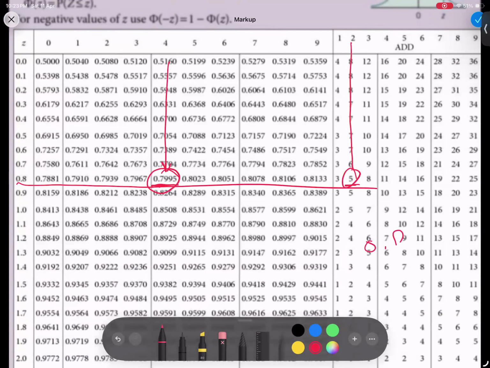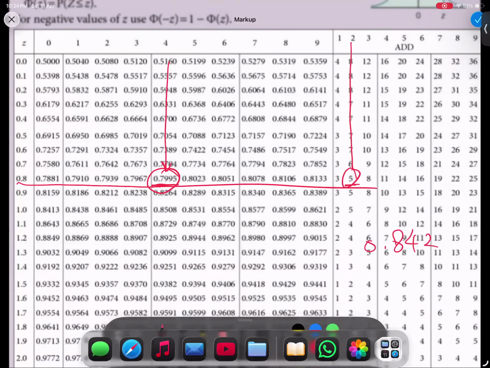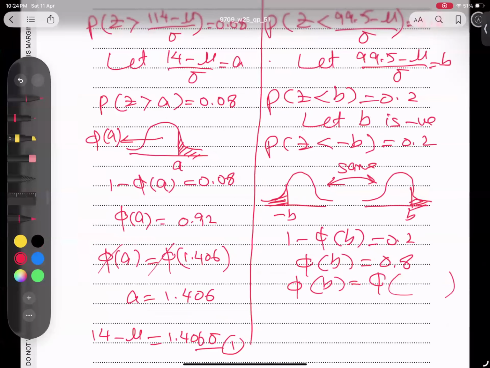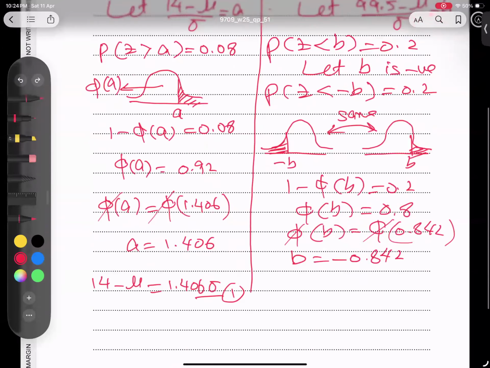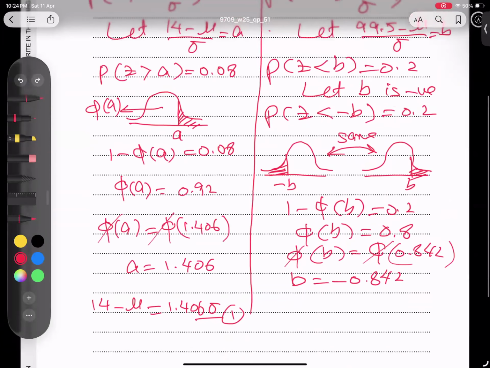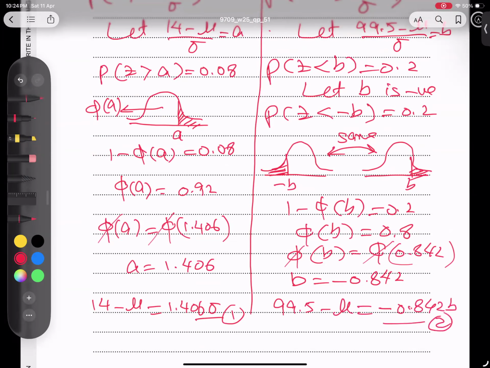I'm getting 0.842. 5 I cancel immediately. Right here negative 0.842. The reason is I have assumed it already negative, and now I'm going to plug in this value here. Sigma multiplies and I get 99.5 minus mean equals negative 0.842 times sigma. Equation 2 done. So now students, we are very close to finishing our question.